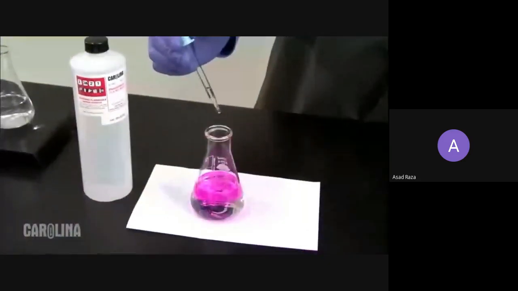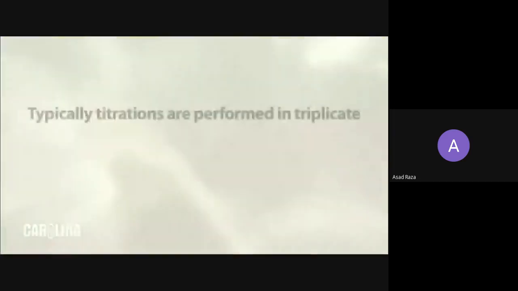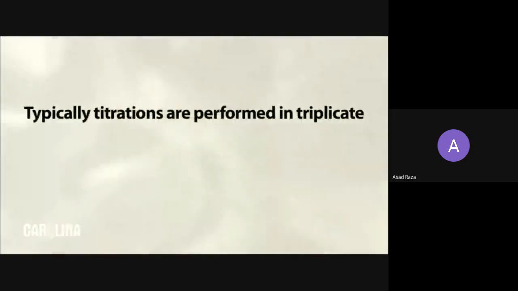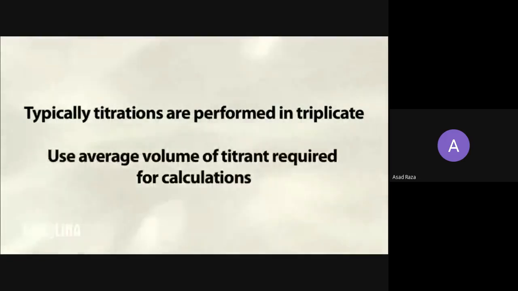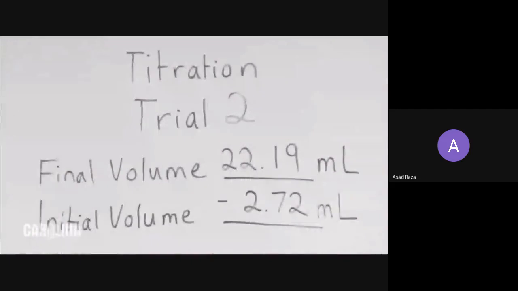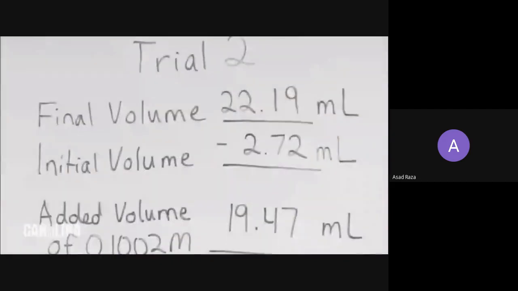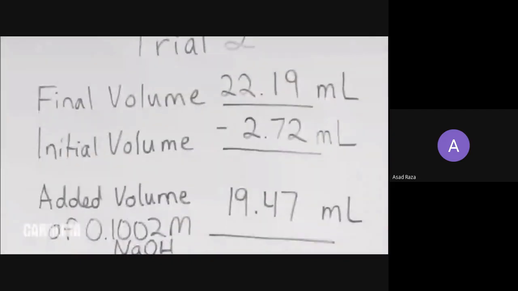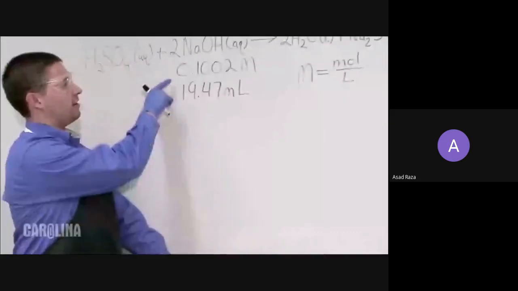Typically, titrations are performed in triplicate. Use the average volume of the titrant required to reach the endpoint for any calculations. Perform an estimate titration. Record your final volume, subtract your initial volume, and determine your number of added milliliters of base. In our reaction, we use the standardized 0.1002 molar solution of sodium hydroxide.